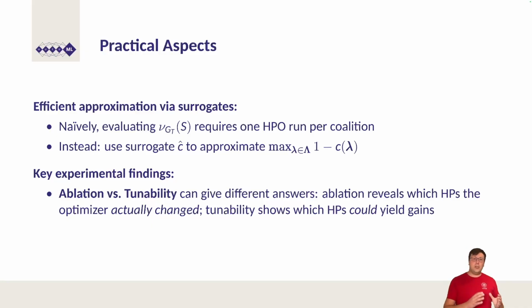Ablation reveals which hyperparameters the optimizer actually exploited. Tunability reveals which hyperparameters could yield gains. A hyperparameter that is highly tunable but untouched by the optimizer signals unexploited headroom. A statement about the optimizer, not just the search space.